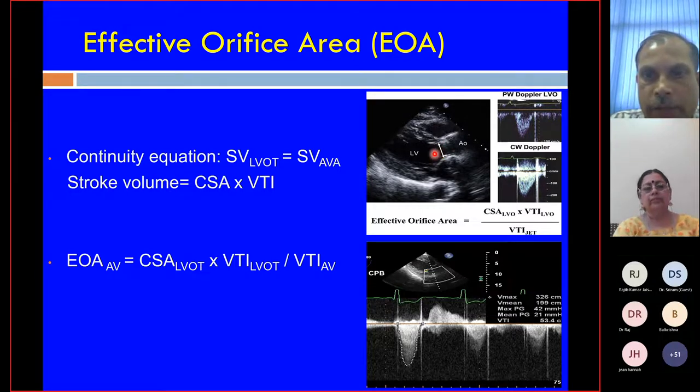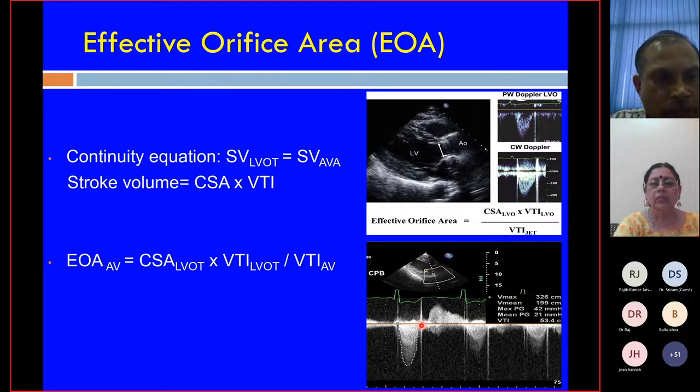You can measure the cross-sectional area in the mid-esophageal long axis view, and then you can measure the VTI in the LVOT by putting pulse wave Doppler in the deep transgastric view and tracing this envelope. Multiplying the cross-sectional area and the VTI gives you the stroke volume, and you can divide this by the VTI across the prosthetic valve, which you get by tracing the envelope of the continuous wave Doppler obtained from the deep transgastric view. This will give you the effective orifice area of the aortic valve.